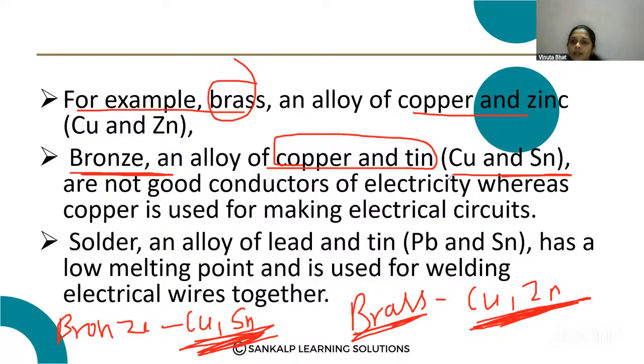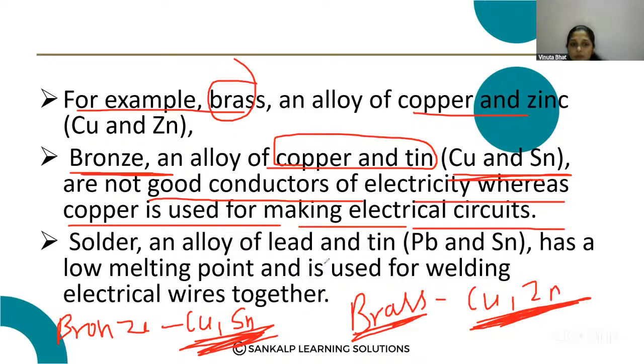So you should know their components, you should know the alloy names. So they are not good conductors of electricity, whereas copper is used to make the electric circuits. Then solder is an alloy that is made up of lead and tin.